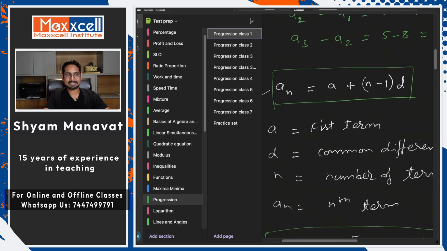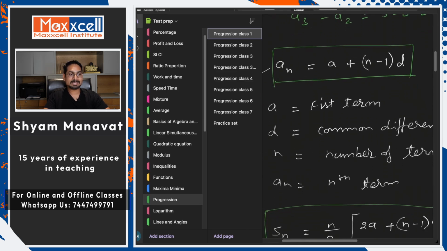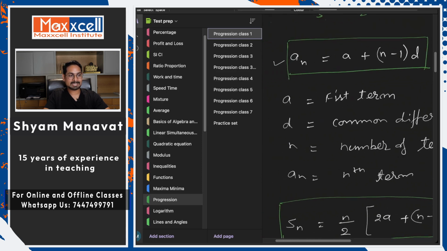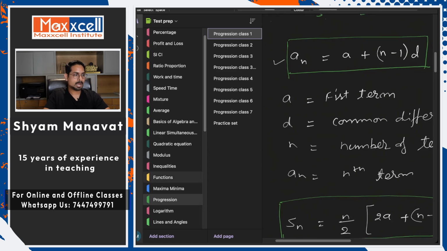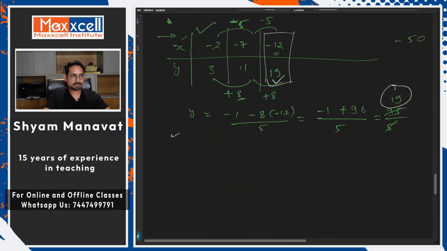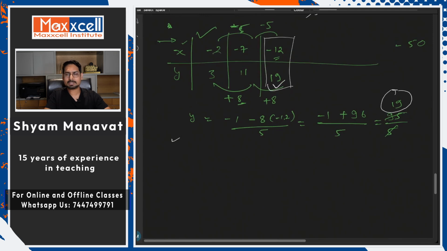Nth term is the first term plus n minus 1 into common difference. A is the first term, D is the common difference, n is the number of terms, and an is the nth term. This is what we have. If I make use of them, then I can make things a little easy. Otherwise you need to keep counting.